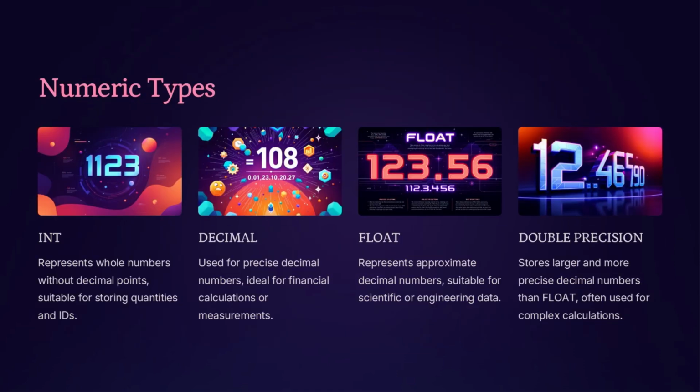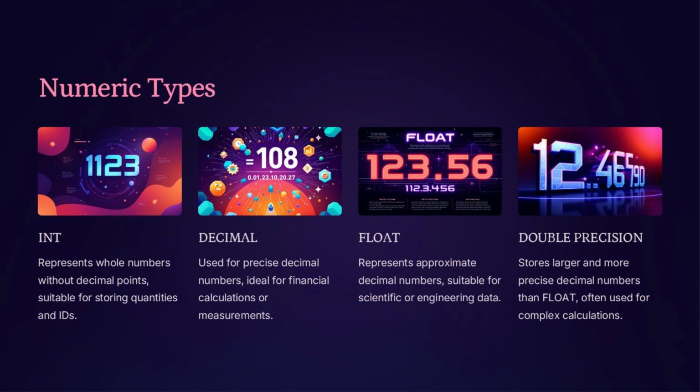Numeric types are fundamental data types used to represent different kinds of numbers in programming and databases. Int is used for whole numbers without decimal points, great for storing quantities, IDs, and other integer values. Decimal is a precise decimal type, ideal for financial calculations or measurements that require high accuracy. Float is an approximate decimal type, suitable for scientific or engineering data, where some imprecision is acceptable.